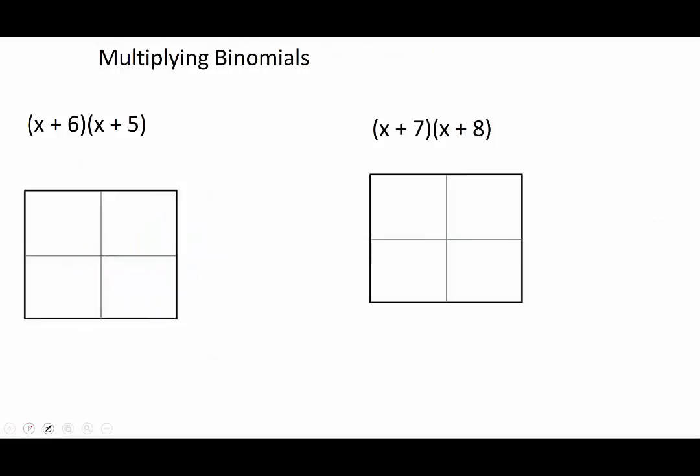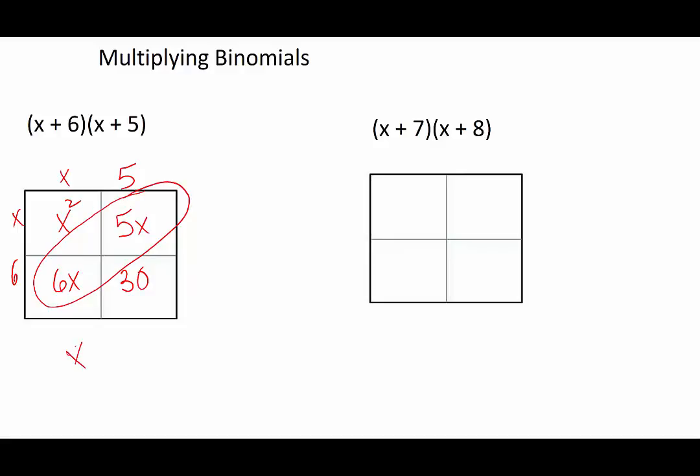Multiplying binomials, let's practice. We're going to take x plus 6 and x plus 5. I'm going to put x plus 6 on the left and x plus 5 along the top. X times x, x squared. X times 5, 5x. X times 6, 6x. 6 times 5 is 30. Step 1 was fill in the box. Step 2, combine like terms. 5x and 6x are like terms. So I have x squared plus 11x plus 30.